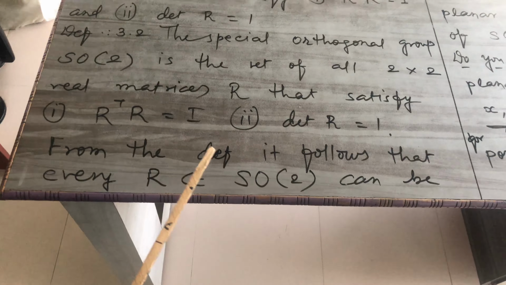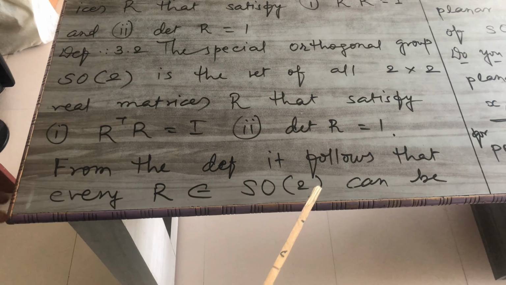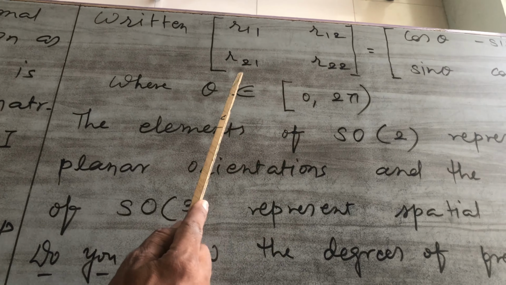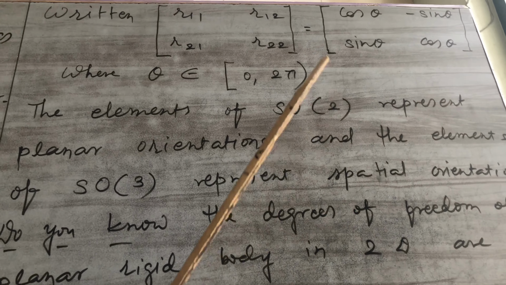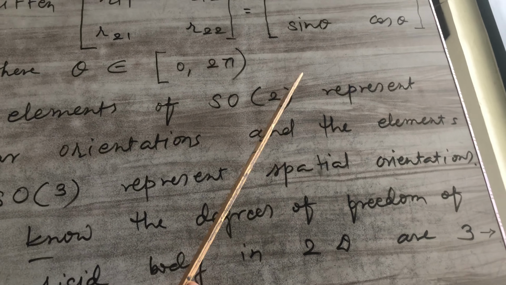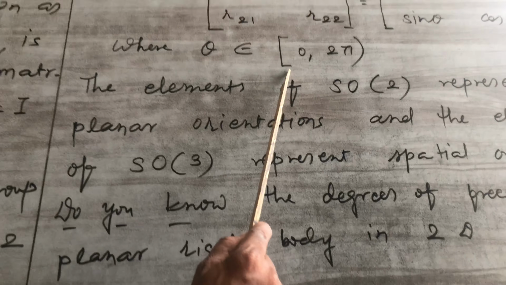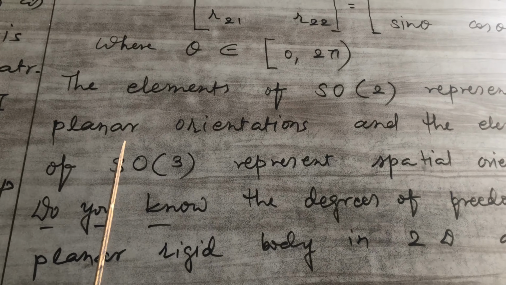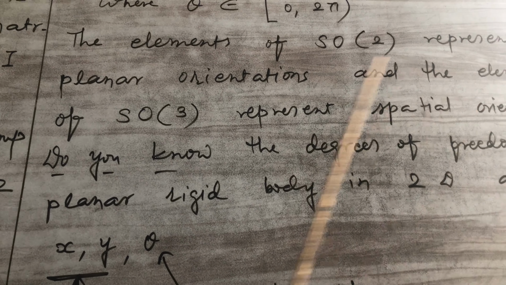From the definition, it follows that every rotation matrix belonging to SO2 can be written in the form R11, R12, R21, R22, that is cos theta, minus sin theta, sin theta, cos theta. For anti-clockwise rotation, theta is positive, and for clockwise rotation, theta is negative, where theta belongs to the interval [0, pi). The elements of SO2 represent planar orientations and the elements of SO3 represent spatial orientations.